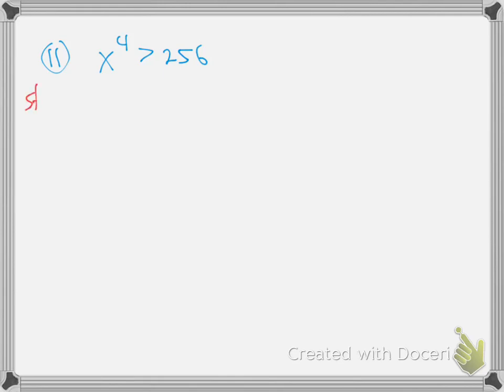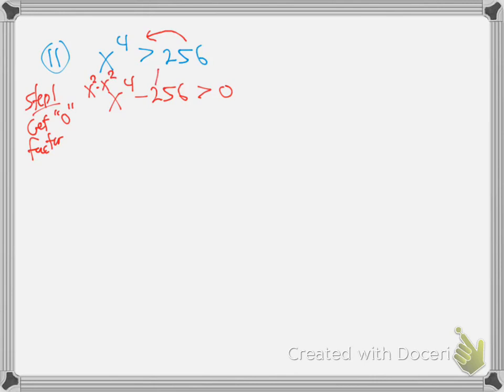So step 1: get a 0 and factor. So bring this over, like that, and then factor. So again, that's a double. I call it x squared times x squared. 16 times 16. You square root the 256, it's 16 times 16. So that means it's x squared plus 16, x squared minus 16. That can be broken down even better.